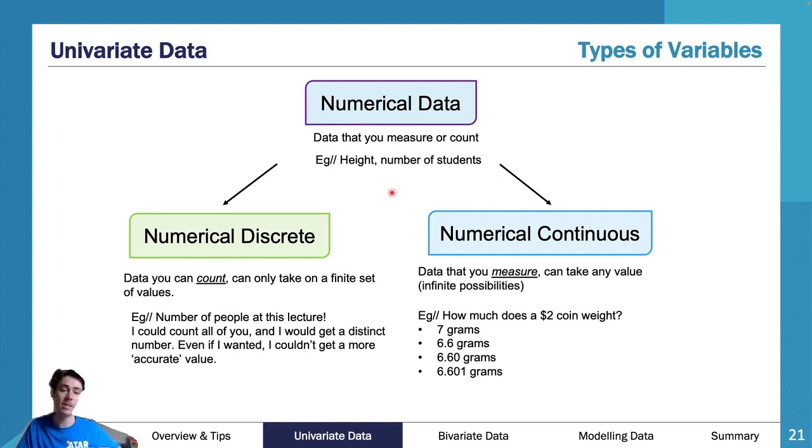Now, there are exceptions that allow some decimals in there, but it's more about counting. I can't say I have half a dog. If I'm going to count the number of dogs people have, or the number of pets people have, I can't say I have 2.5 pets. That makes no sense. It needs to be 2 or it needs to be 3. There is a distinct number. Now, there are some exceptions to that.